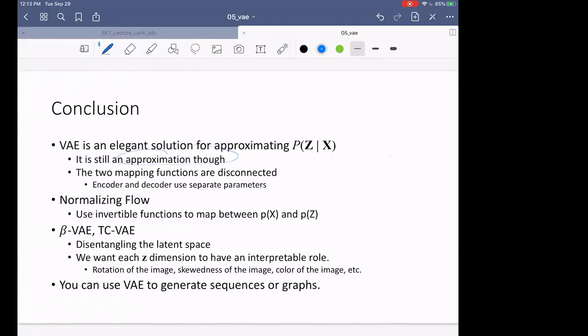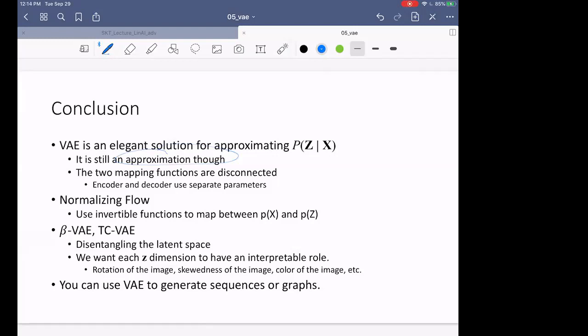So your encoder and decoder use separate parameters. The one that maps the X to the latent space, and the one that converts the Z to the actual X, they're separate functions. So there's still a limitation to what it learns. It's not a real transformation from X to Z space. It's just two separate maps between X and Z.